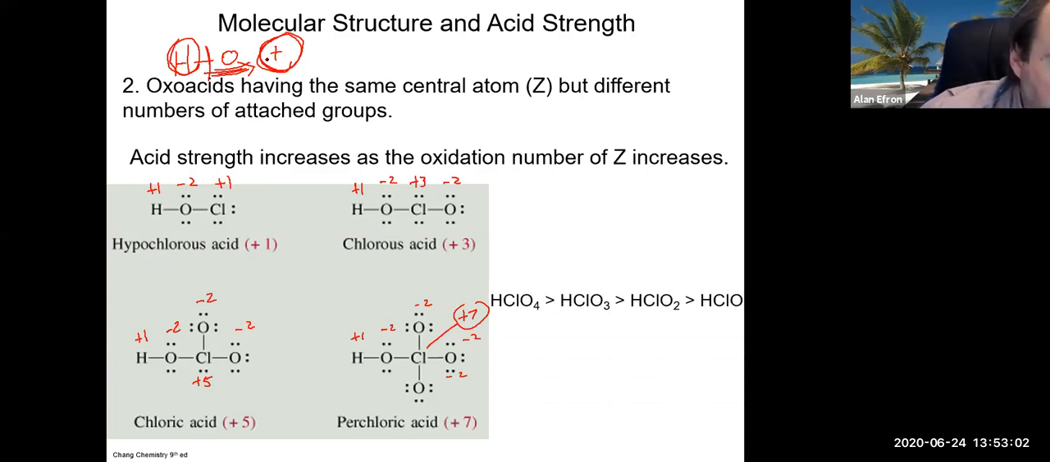So in this case, we would have perchloric acid, chloric acid, chlorous acid, and hypochlorous acid in terms of our order of strength, following basically our oxidation number. So that's basically the second way that you can compare acids, by oxidation number or electronegativity. And those are the two things you want to look at when you're dealing with an oxyacid, an acid that contains oxygen. Any questions on that?